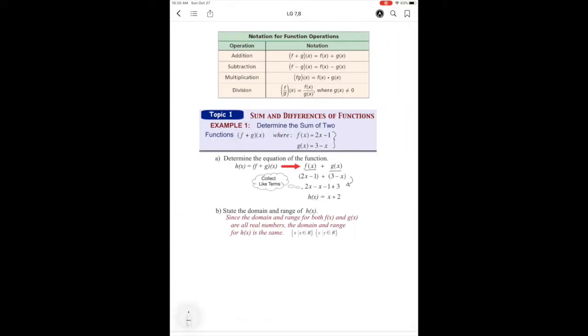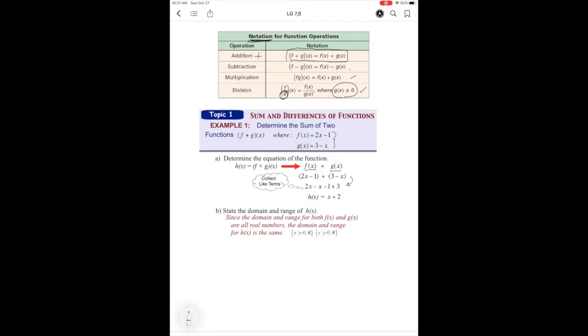First of all, let's look at the notations that we use for our operations with functions. With addition, we will see it written like this. You'll be given something in an F function, something in a G function, and you just add them together. Same thing with subtraction, multiplication and division. The one thing you have to keep in mind with division, when you have a function on the bottom, in this case G cannot equal 0. So just keep an eye on that.